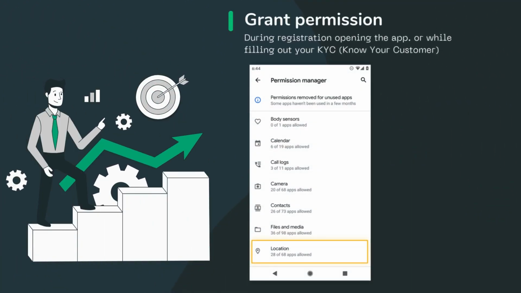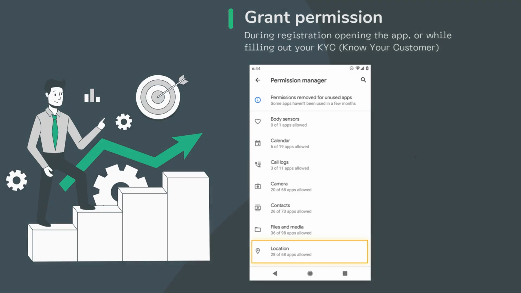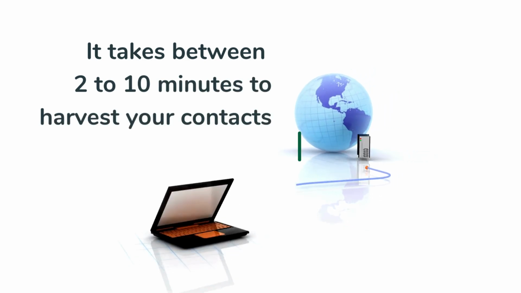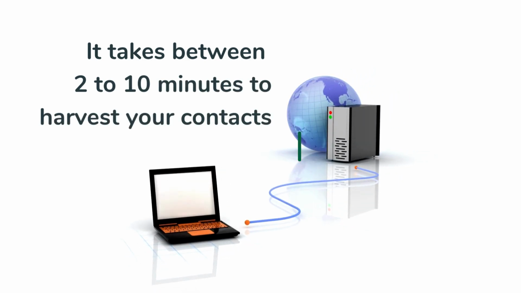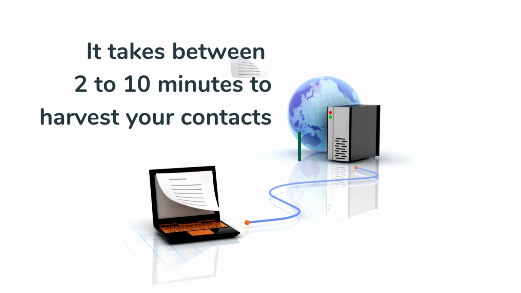When you grant permission to loan apps to access your contacts, a background service is initiated in your Android Kernel. The moment you open their apps and perform tasks such as filling out your KYC and applying for a loan, typically it takes between 2 to 10 minutes to harvest all your contacts and send them to their server.